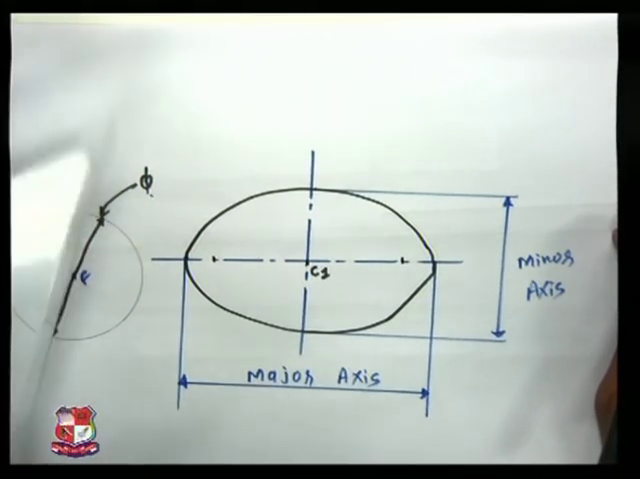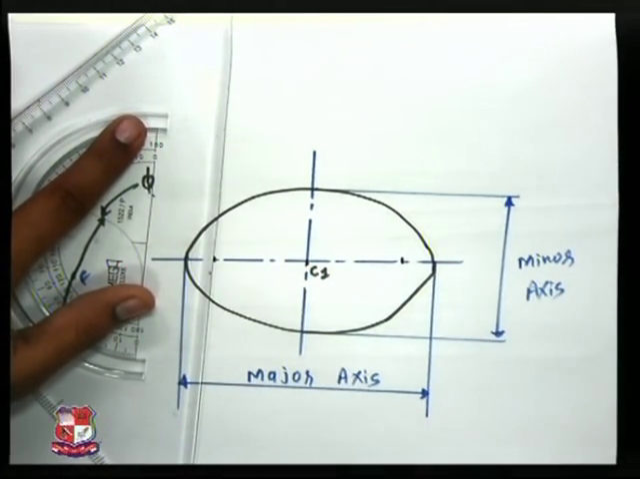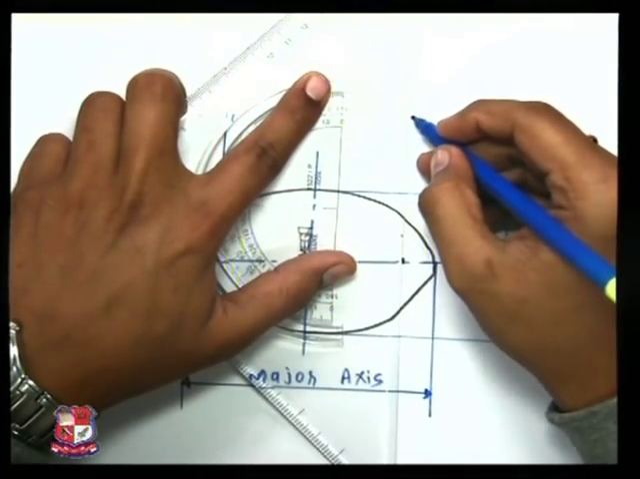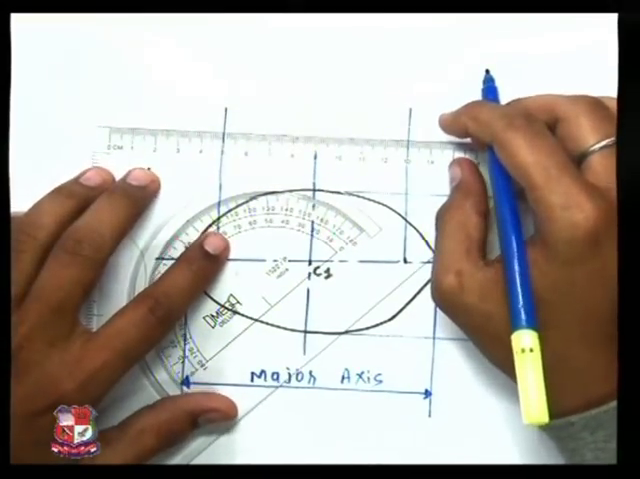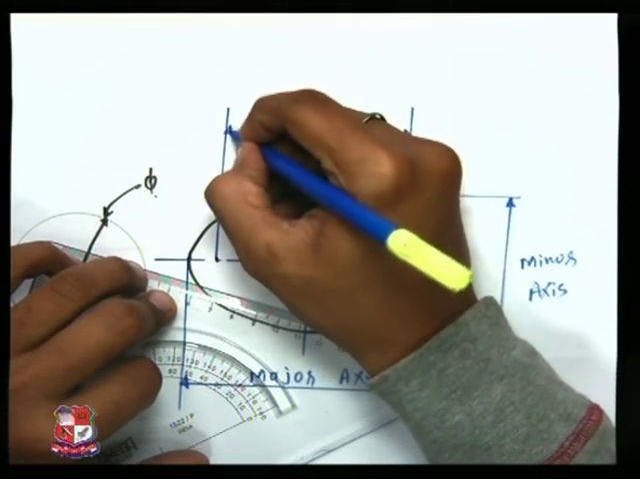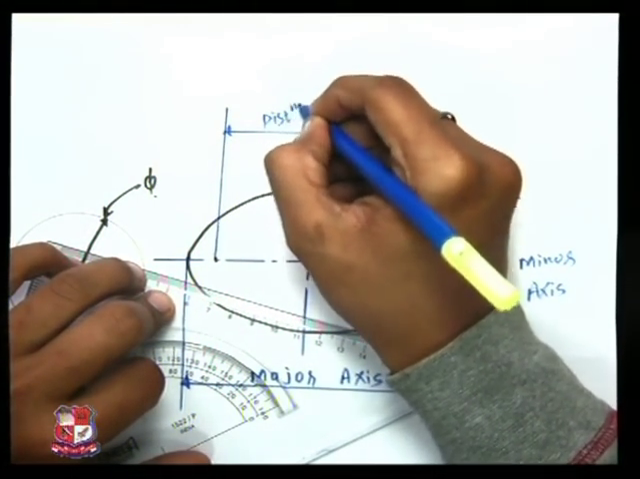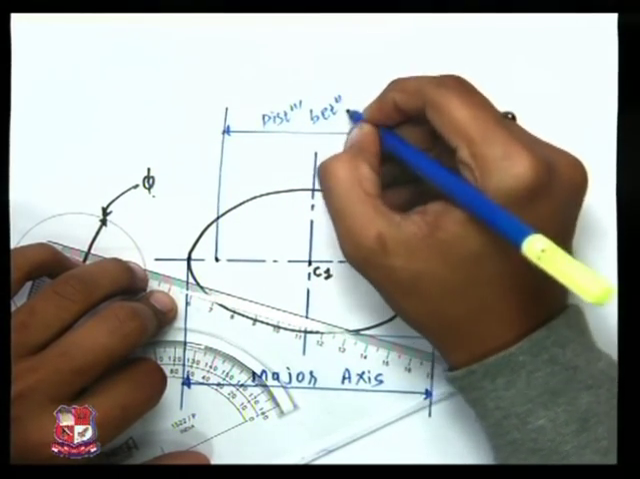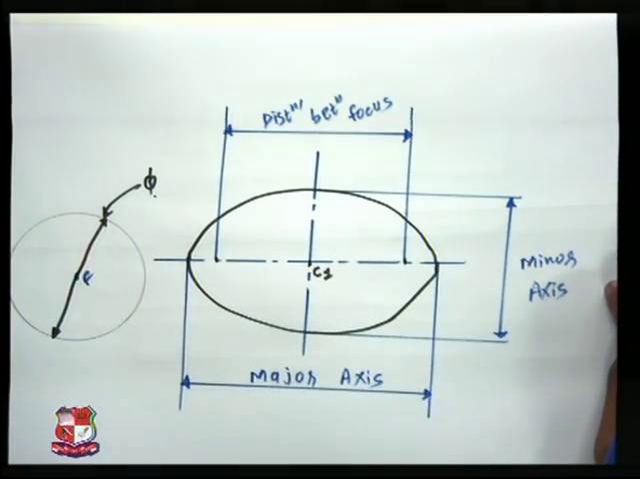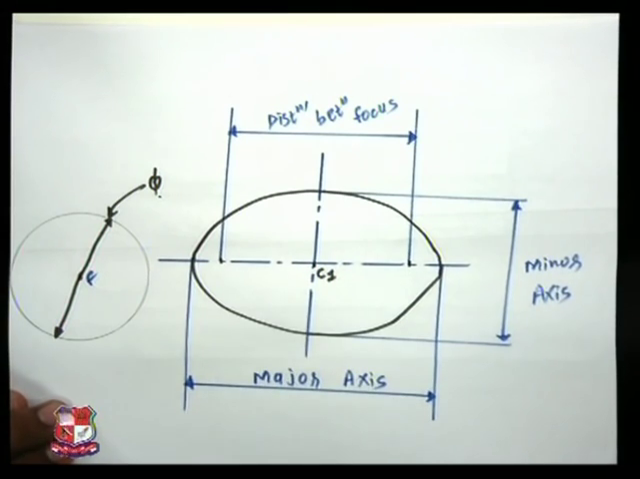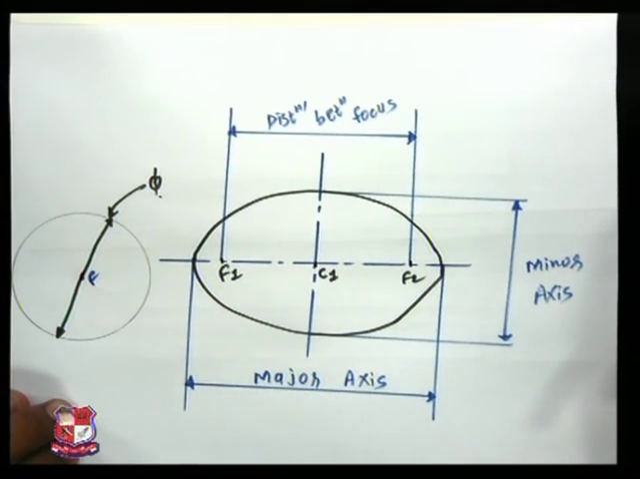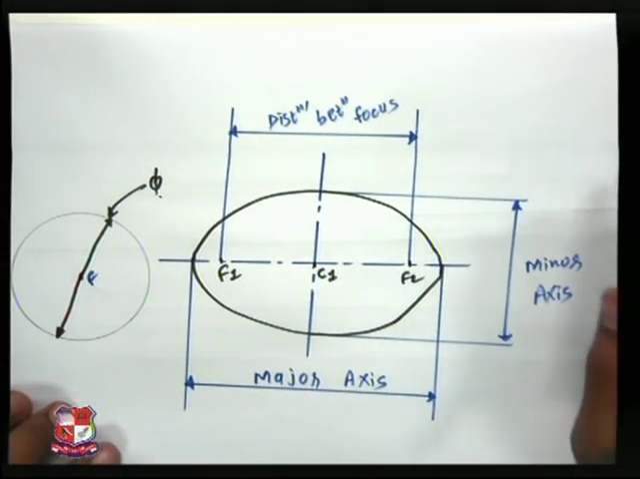Let's say center C1. So this dimension can be known as distance between focus points. Focus points can be denoted as F1 and F2. So this is how an ellipse looks like.